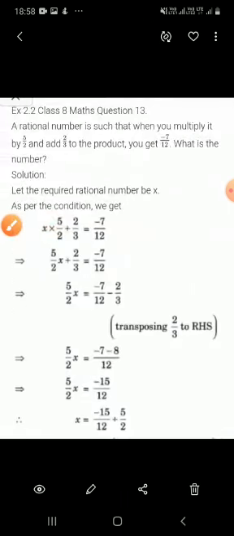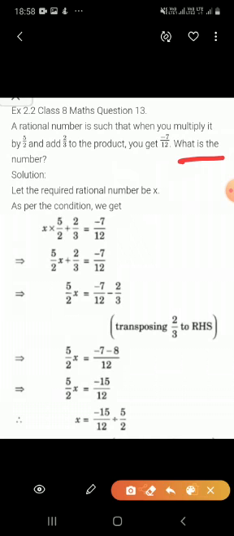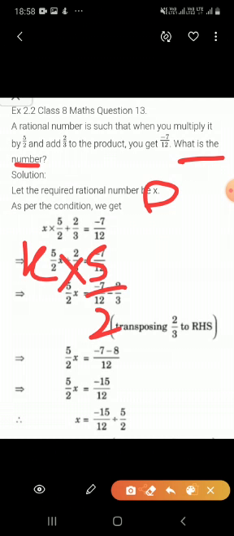Next question, question 13. A rational number is such that when you multiply it by 5 upon 2, a rational number, we don't know that rational number. See, in the question they are asking you what is the number. So let the number be x. And what's the condition given? A rational number is such that when you multiply it by 5 upon 2, means x into 5 upon 2, and add 2 upon 3 to the product.